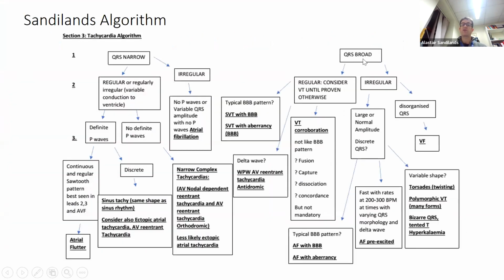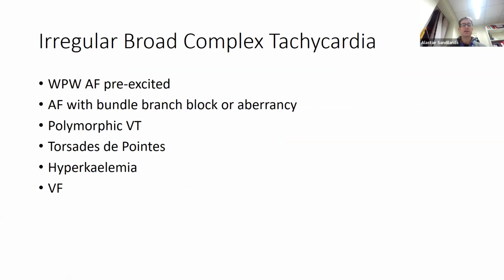Okay, so we've gone through corresponding broad, regular, typical bundle branch block pattern, delta wave, VT corroboration, and we've gone through some pre-excited atrial fibrillation. So we're just in the final few ECGs. We're going down the regular broad complex tachycardia route. We've talked about Wolff-Parkinson-White AF pre-excited. Again, pre-excited is another word for delta wave. You also need to think about AF with bundle branch block or aberrancy, polymorphic VT, torsades, hyperkalemia, and VF.